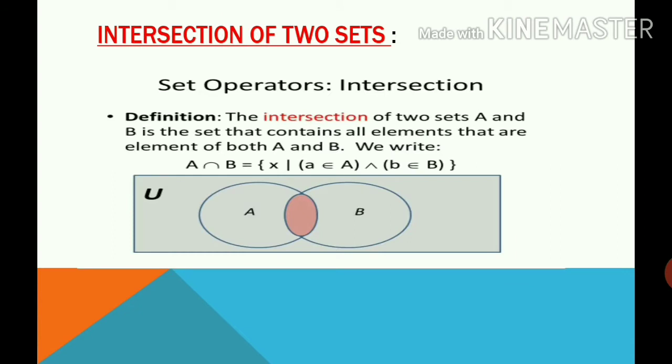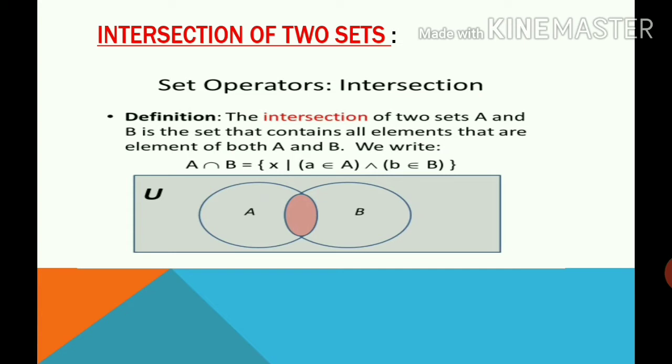Intersection of two sets. The intersection of two sets A and B is the set that contains all elements that are elements of both A and B. It means that in intersection you write down those elements which are present in both sets. Suppose that you are having two sets, set A and B. So intersection means you write all those elements which are in both sets, in set A and in set B. You will just write down common elements.